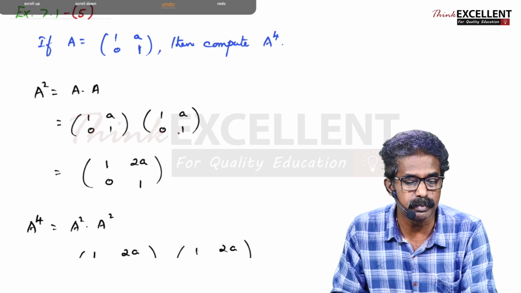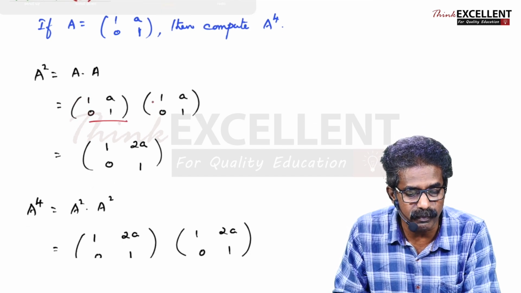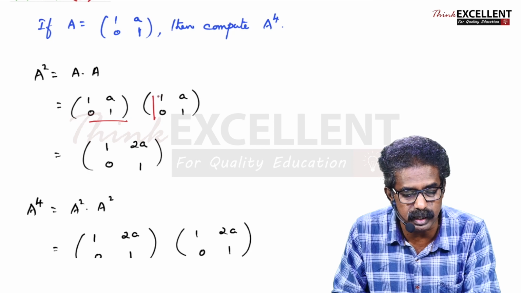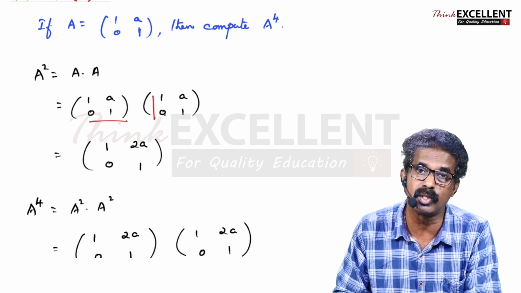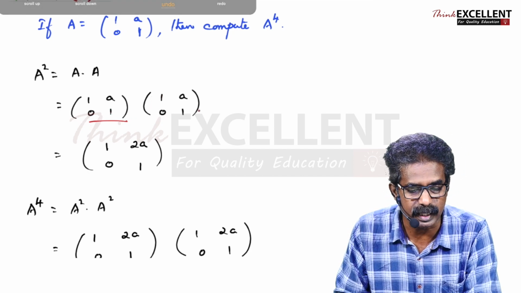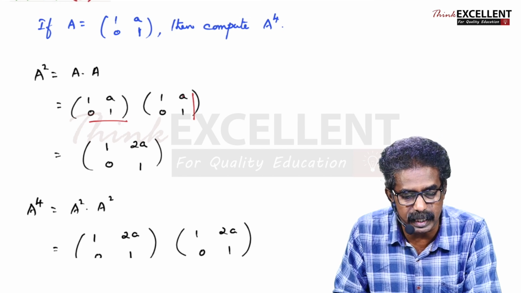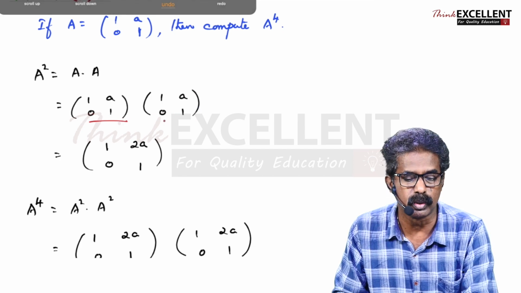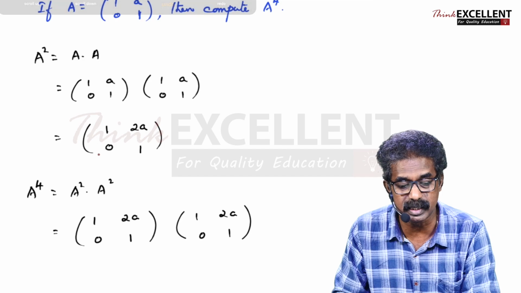Right? Now we come to the second row. Second row, first column. 0 into 1, 0. 1 into 0, 0. So 0 plus 0, it is 0 only. Now second row, second column. 0 into A, 0. 1 into 1, 1. So you are getting just 1. Right? So this is A square.